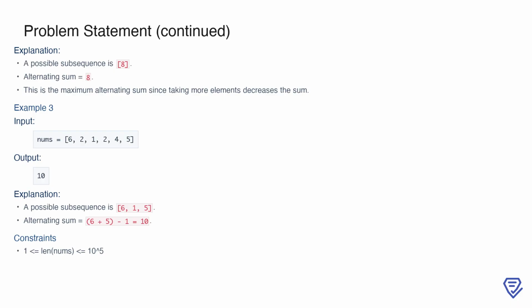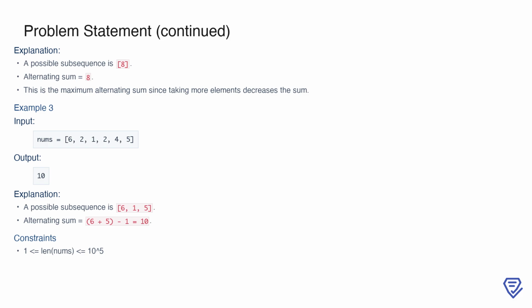In the third example, the input array is 6, 2, 1, 2, 4, 5. For this input, one possible subsequence is 6, 1, 5. The alternating sum is calculated as the sum of the first and third elements, which are 6 and 5, minus the second element, 1. This results in 6 plus 5 minus 1 equals 10. After examining all possible subsequences of the array, we find that 10 is the maximum alternating sum we can achieve.